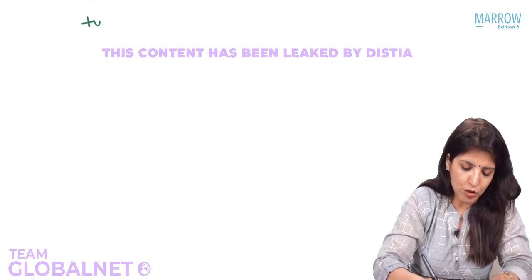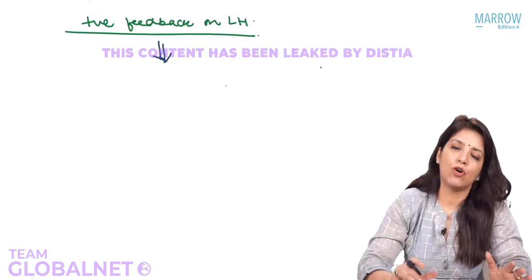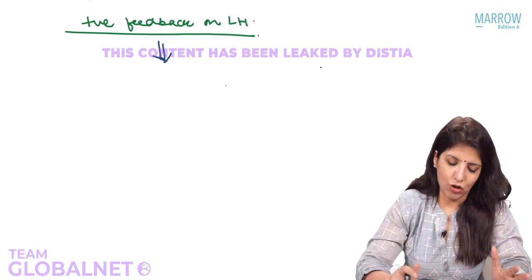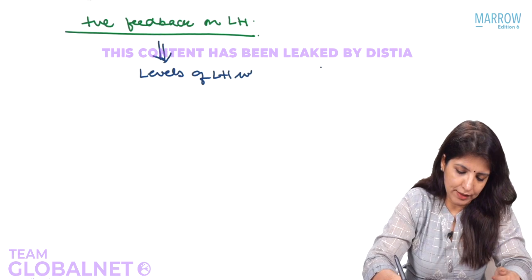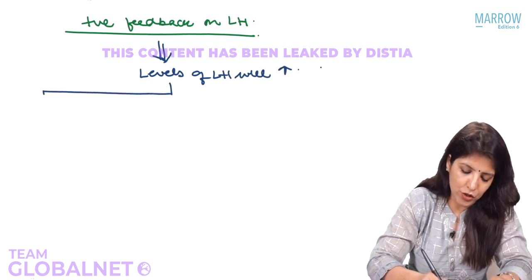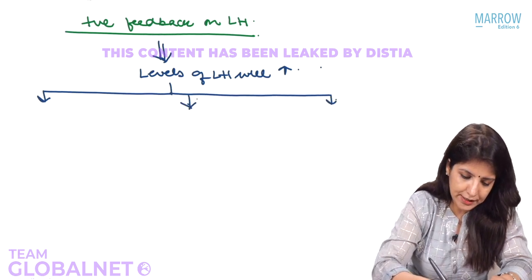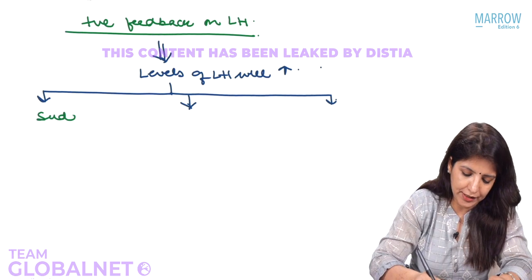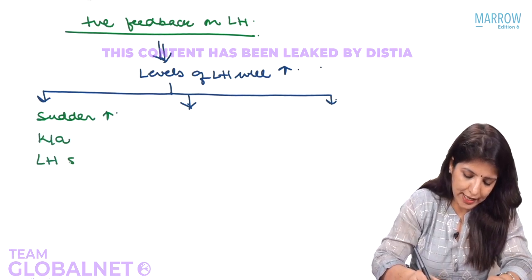Now what happens because of the positive feedback on LH? Because estrogen has a positive feedback on LH, the levels of LH will increase. The levels of LH which are increasing, this increase is a sudden increase, and this is called the LH surge.